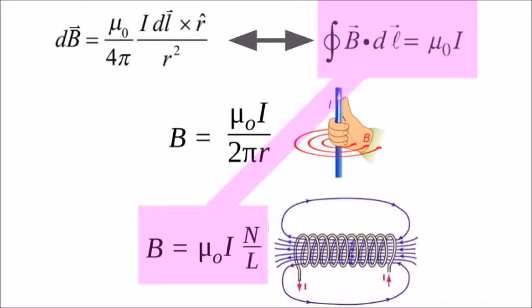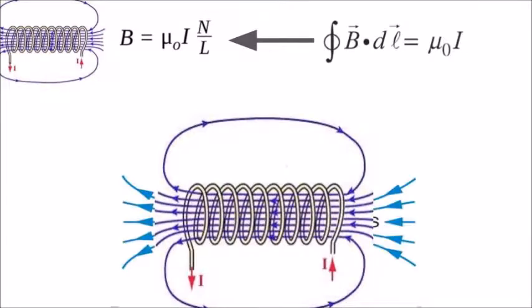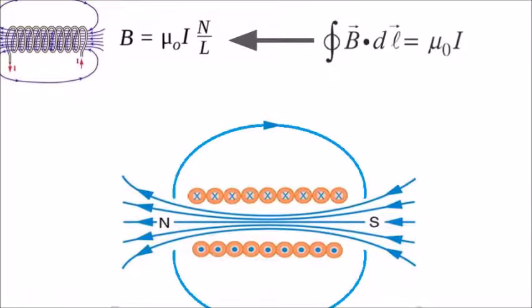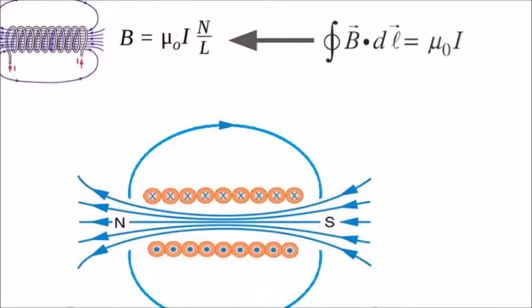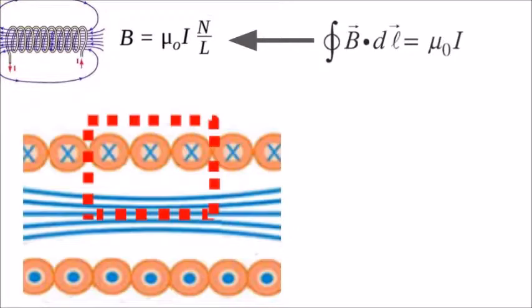Let's use Ampere's law to derive that equation, and in order to do that, we will take our solenoid and cut it in half. Current going out of the page at the bottom of the solenoid, going into the page at the top of the solenoid. And we make a rectangular path. Let's add up the B dot dl for this path.